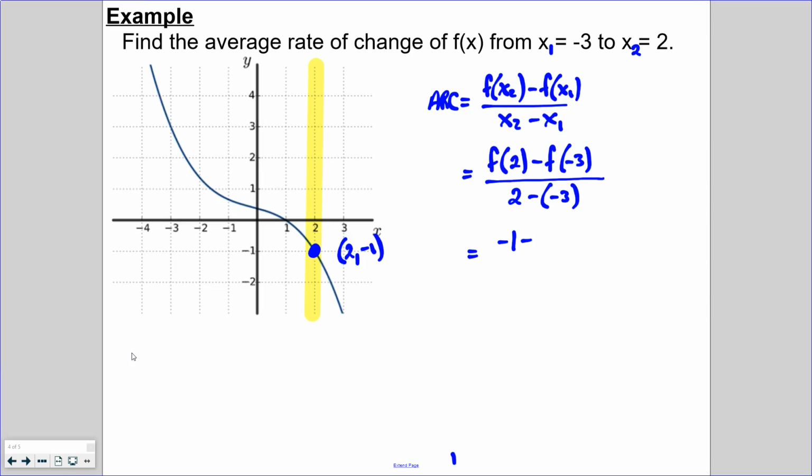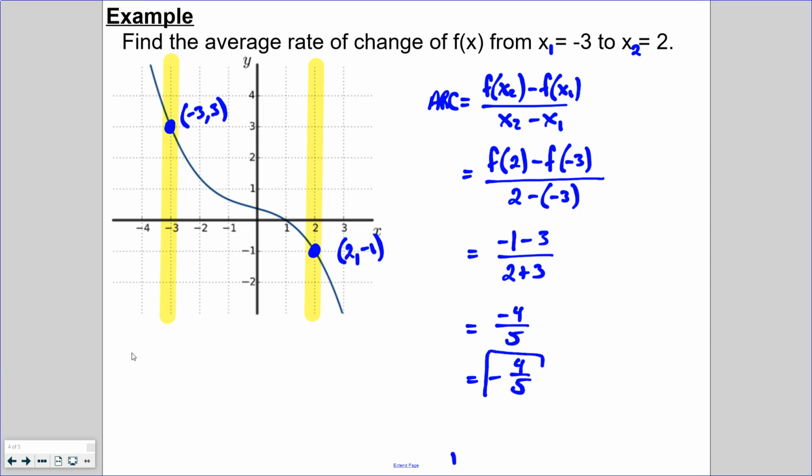And then we can do the same thing for -3. So here's x equals -3. We just need to figure out where that highlighted line intersects our graph. And it intersects our graph at the point -3, 3, which tells us that f of -3 is going to be 3. And that's all over 2 plus 3, because minus a negative is positive. And continue simplifying, we're going to get -4 over 5. And then we'll just bring the negative to the front to get -4/5 as our average rate of change.